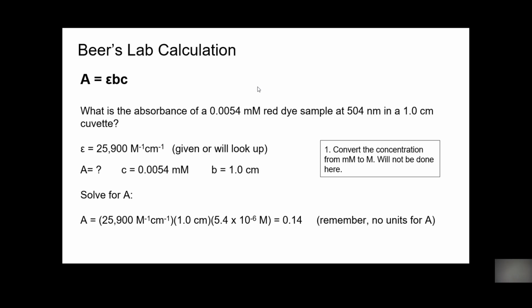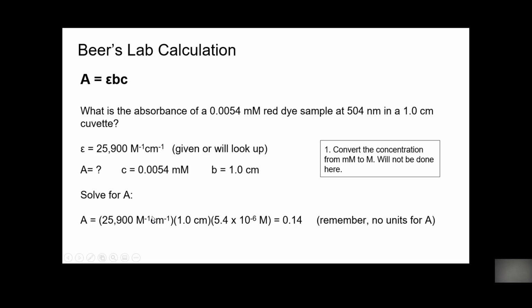And if you notice, there's a direct relationship. So if C goes up, absorbance goes up. If B goes up, absorbance goes up. And if B goes down, absorbance goes down. If concentration goes down, A goes down. So it's a good idea to look at the formula, and you can see that.